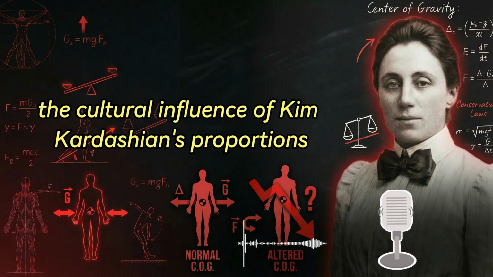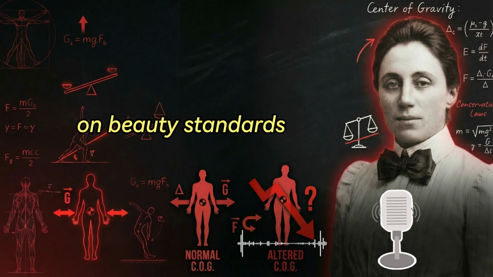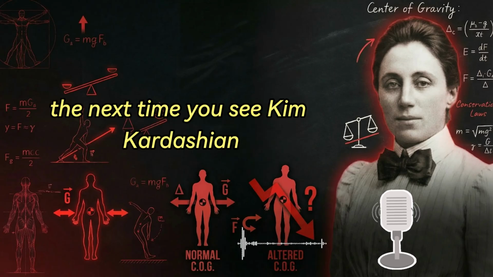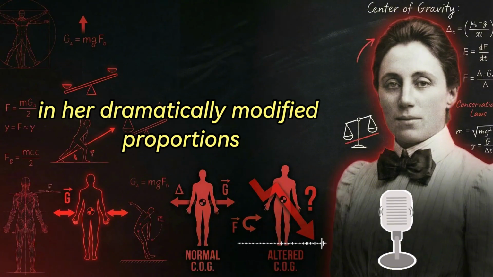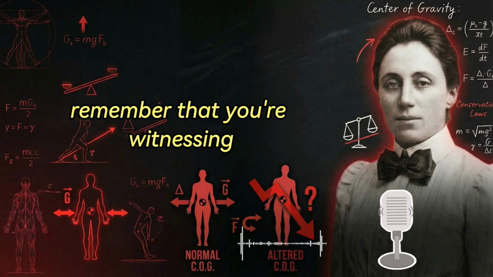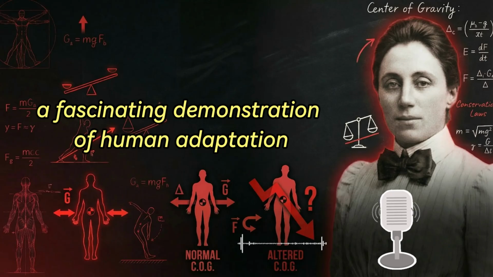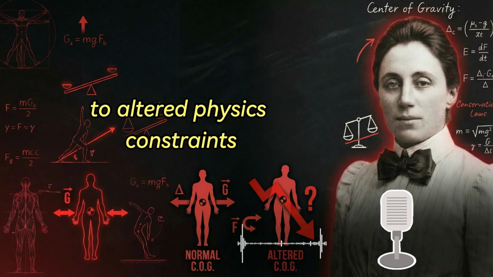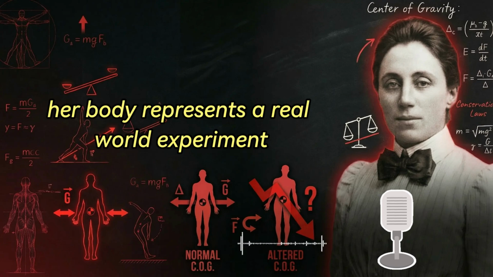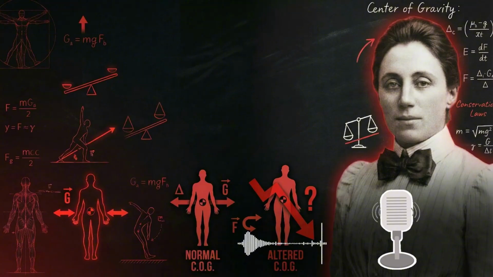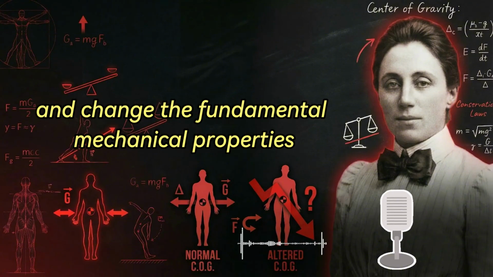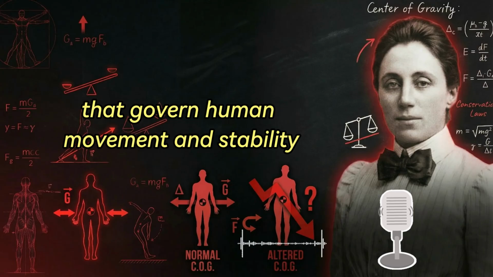The cultural influence of Kim Kardashian's proportions on beauty standards. The next time you see Kim Kardashian navigating the world in her dramatically modified proportions, remember that you're witnessing a fascinating demonstration of human adaptation to altered physics constraints. Her body represents a real-world experiment in how biological systems respond when surgical modifications shift the center of gravity and change the fundamental mechanical properties that govern human movement and stability.